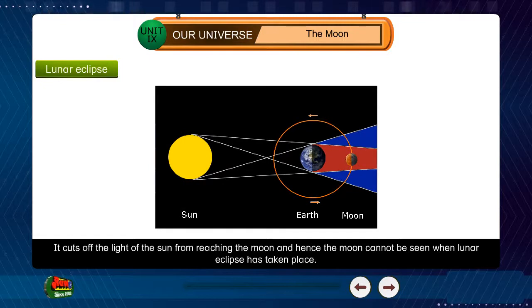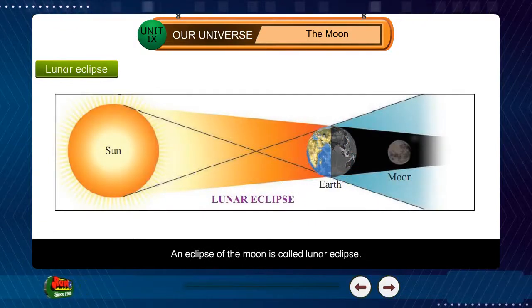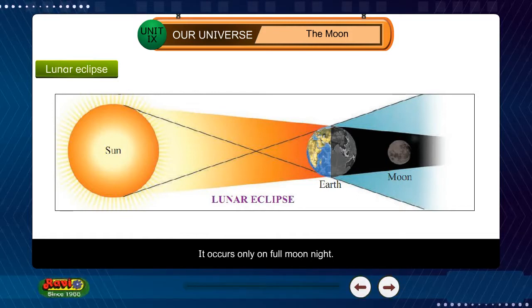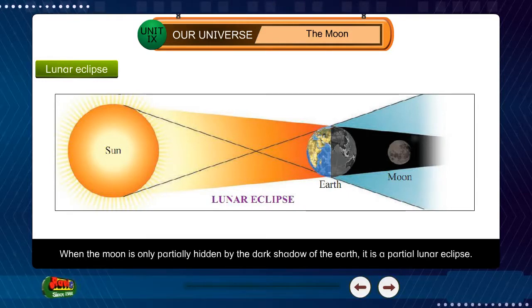It cuts off the light of the sun from reaching the moon, and hence the moon cannot be seen when lunar eclipse has taken place. An eclipse of the moon is called lunar eclipse. It occurs only on full moon night. When the moon is completely in the dark shadow of the earth, it is a total lunar eclipse. When the moon is only partially hidden by the dark shadow of the earth, it is a partial lunar eclipse.